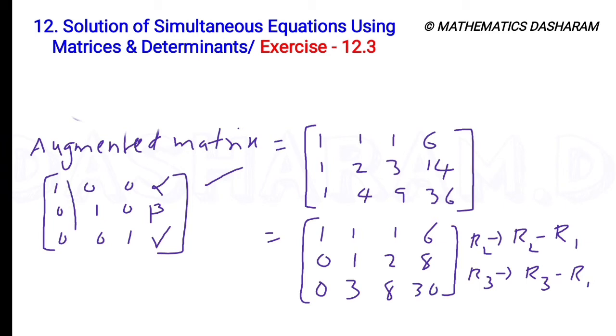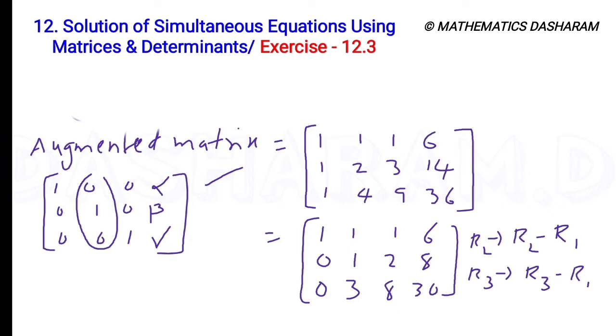So here 1 0 0 is completed. Next, coming to the second column, here we require 0 1 0. First we require 1 at this place, so here it is already 1. Next, the remaining two values will be zeros. What are the remaining two values here? One is 1, another one is 3. At these two places we require zeros.